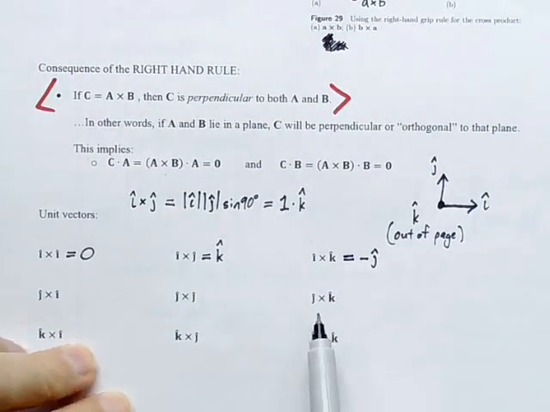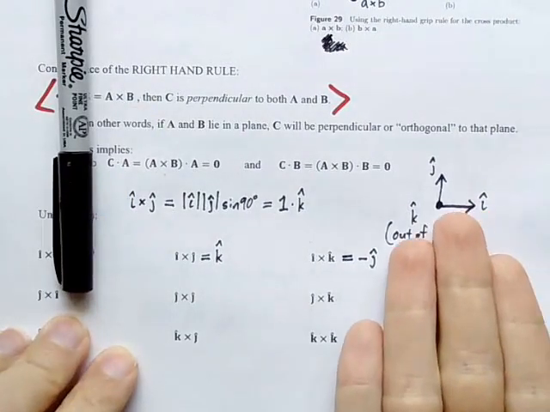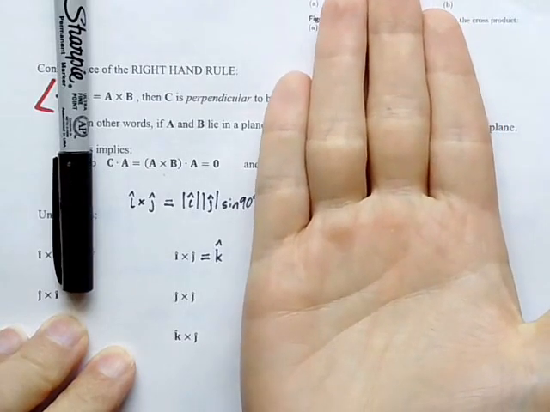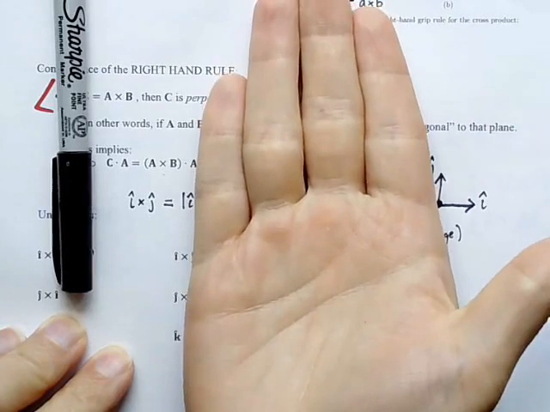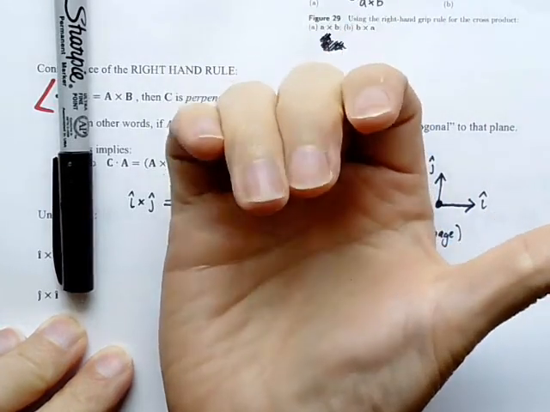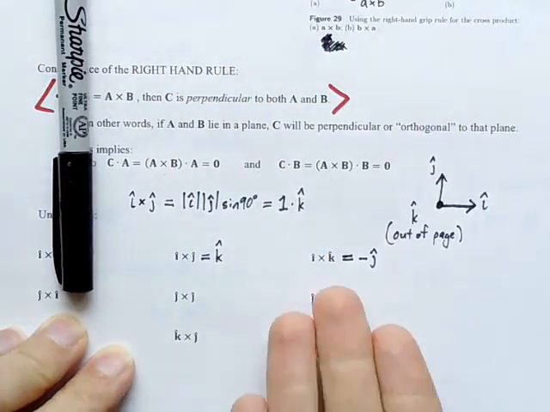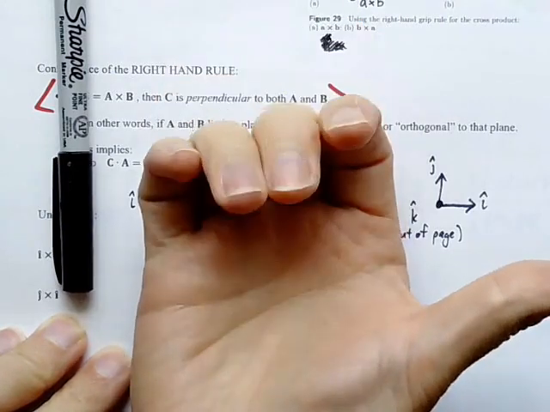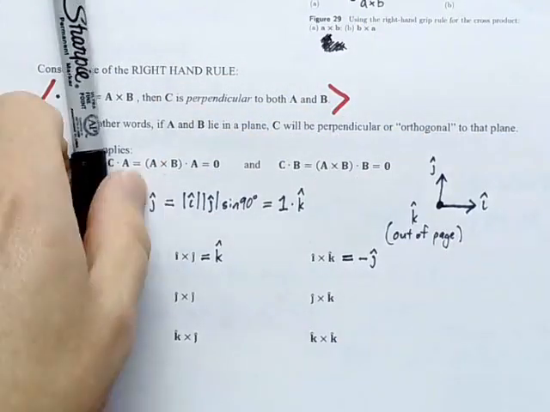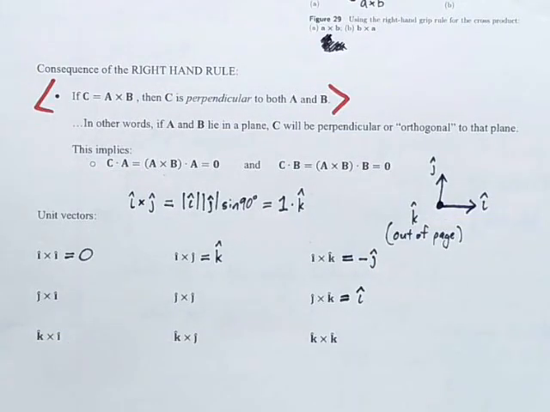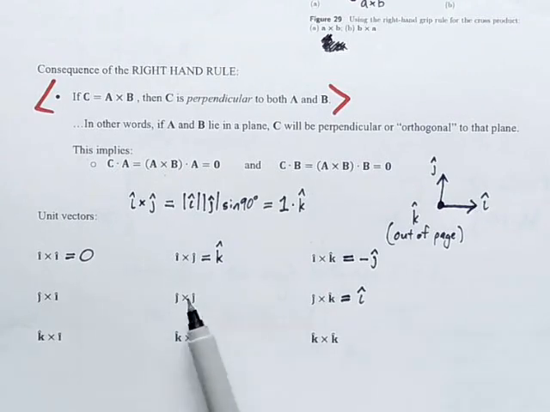Let's try this. j hat cross k hat. Okay, fingertips in the direction of j hat, palm pointing towards k hat, so palm facing upwards. I'm going to curl my fingertips, j hat curling towards k hat. If I do that, my thumb points directly to the right in the i hat direction. So j hat cross k hat equals i hat. Okay, I want you to take a moment and work out these other 5 right here. Pause the video, get out that right hand, stretch it out, and work out these other 5 cross products.